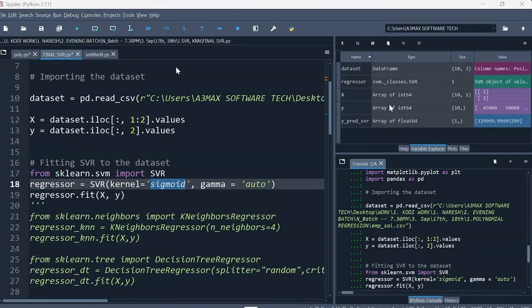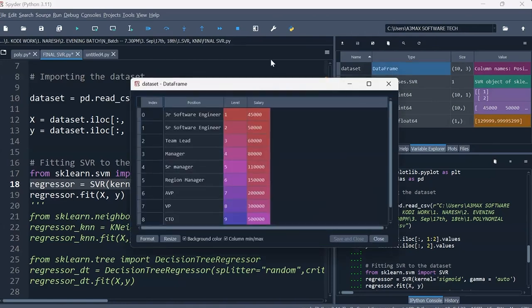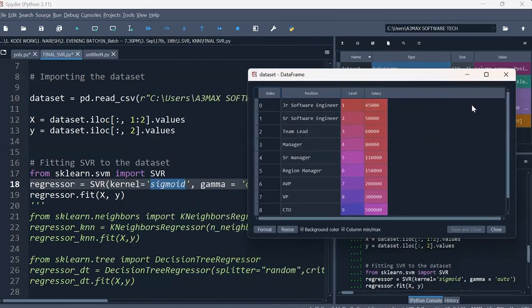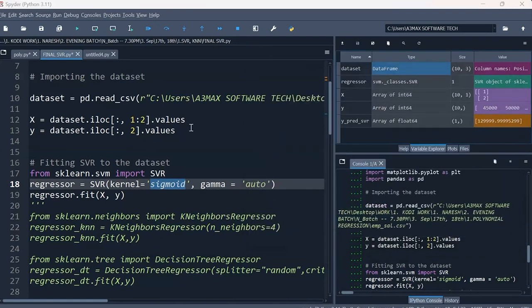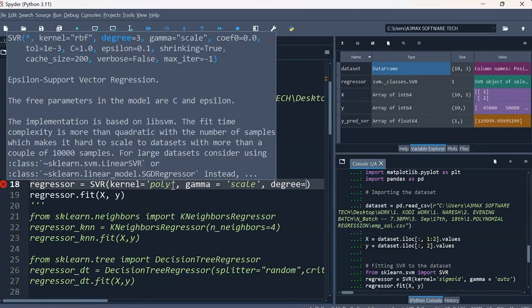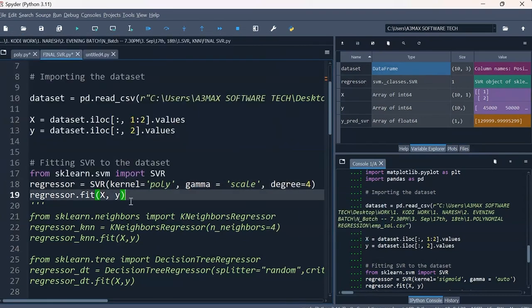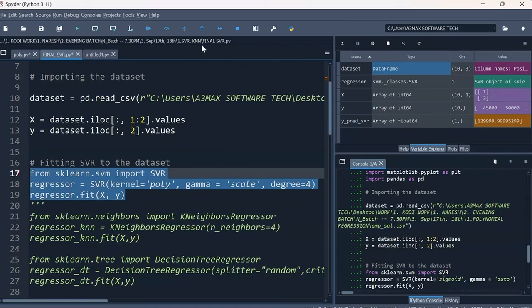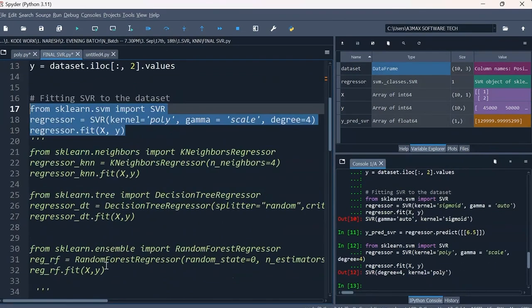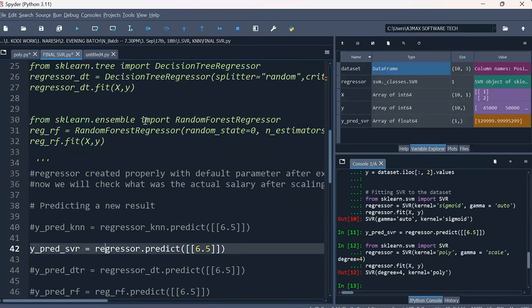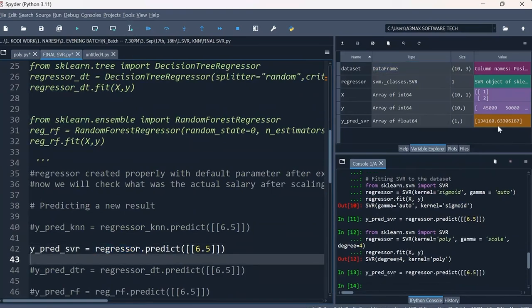If you check the data set, is it possible to reduce? Should try that. So what I'm going to do, I'll try with poly and gamma value to scale and the degree to 4, and then let's build again. And now let's see what is the prediction. I think 134.